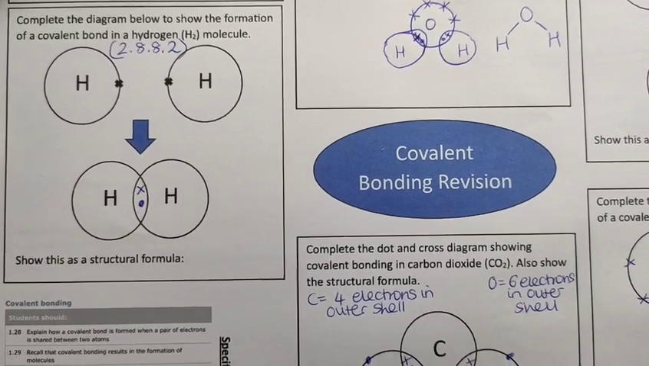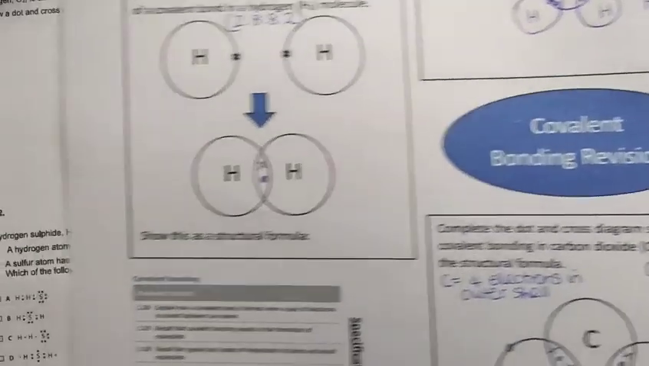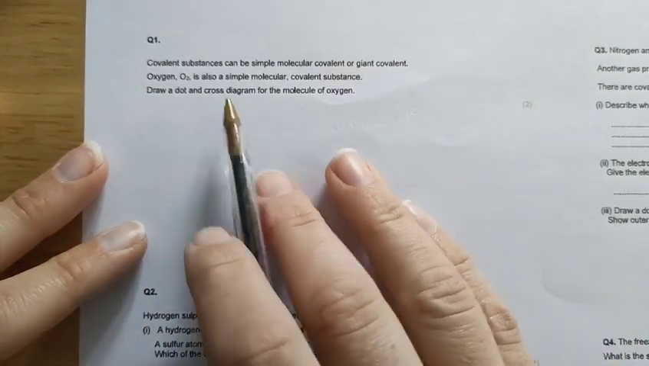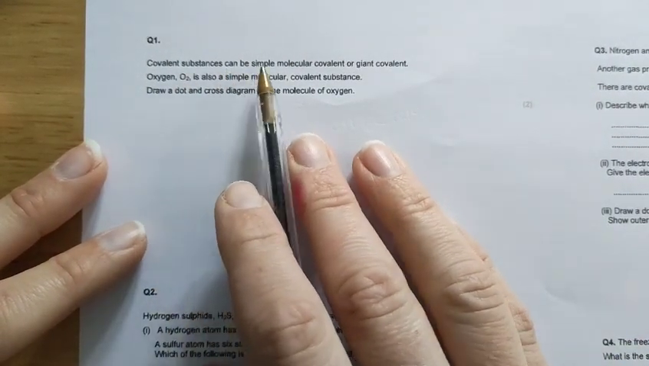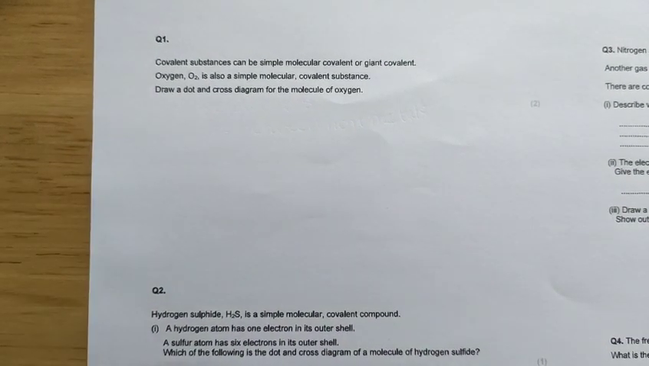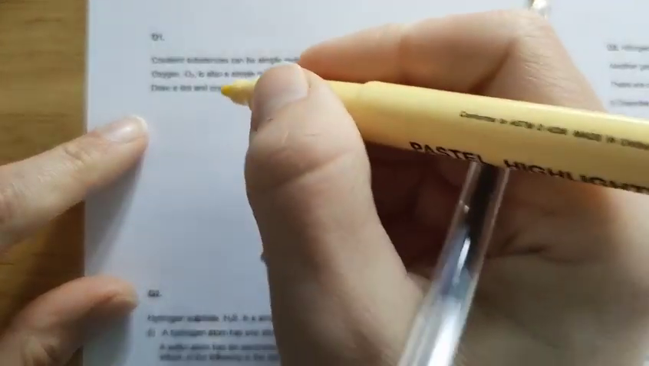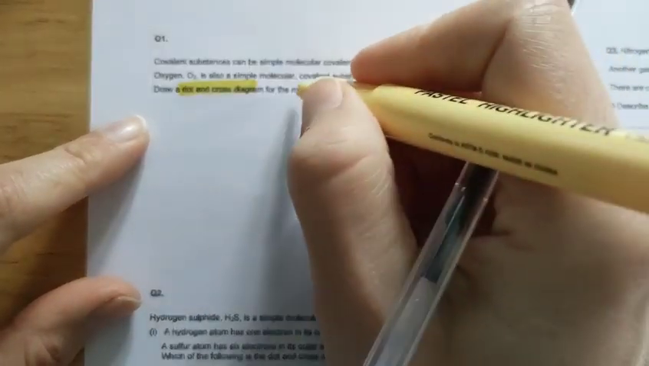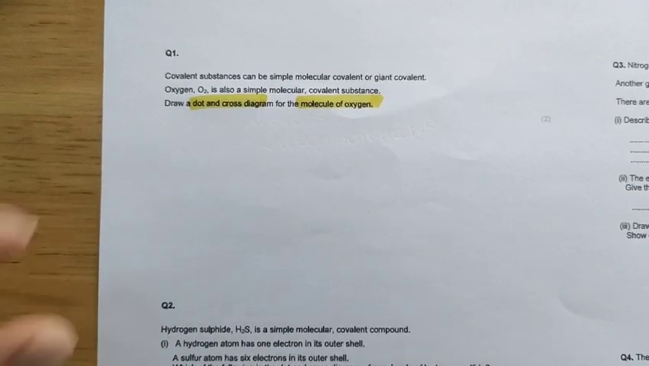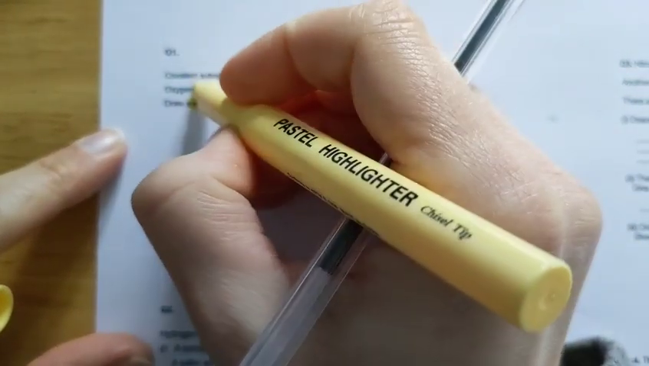Hi everyone, so now we've finished this revision sheet, what we can do is try some past paper questions linked to it. So let's start with this one. Covalent substances can be simple molecular covalent or giant covalent. Oxygen is also a simple molecular covalent substance. Draw a dot and cross diagram, I'm going to highlight that, it's dot and cross, for the molecule of oxygen. So a molecule of oxygen, which it said is O2.